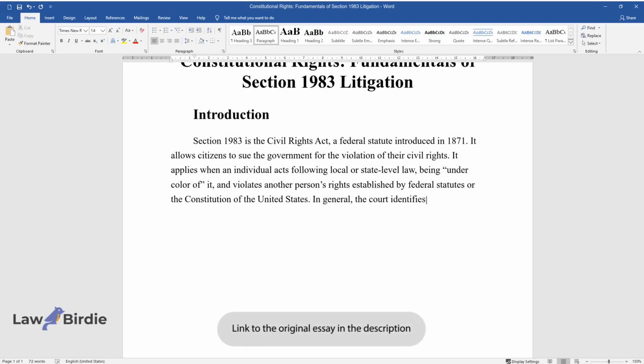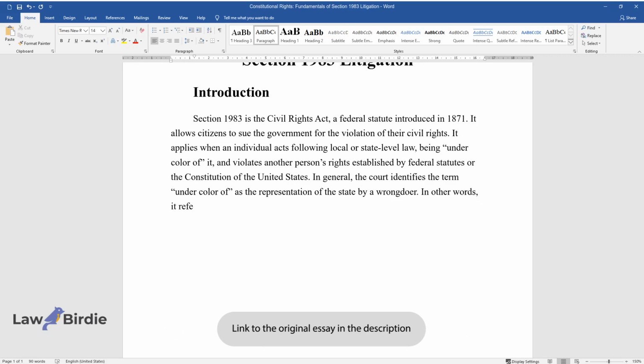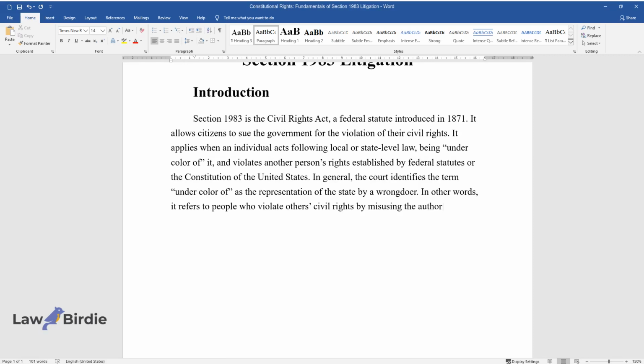In general, the court identifies the term "under color of" as the representation of the state by a wrongdoer. In other words, it refers to people who violate others' civil rights by misusing the authority given by law.